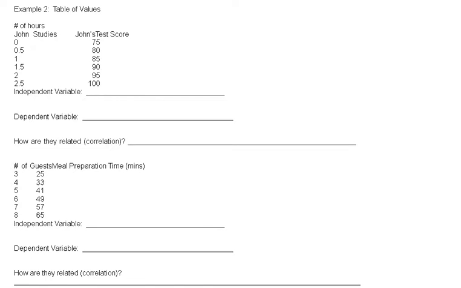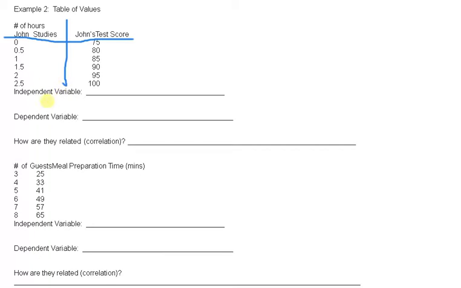Example 2 has a table of values. So for the first table of values, we have the number of hours John studies versus John's test scores. Okay, so we have 0 hours, his test score will be 75. Half an hour, his test score will be 80. 1 hour, 85, and so on.